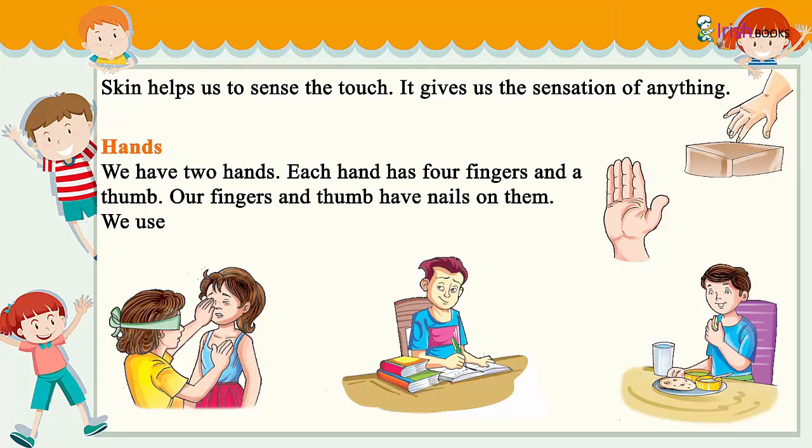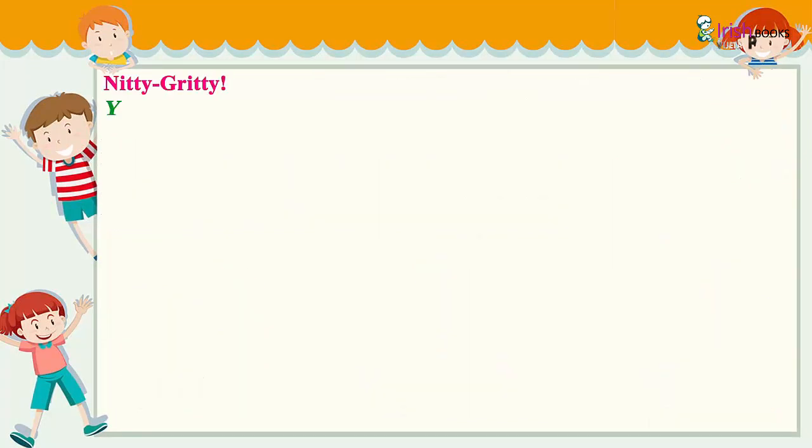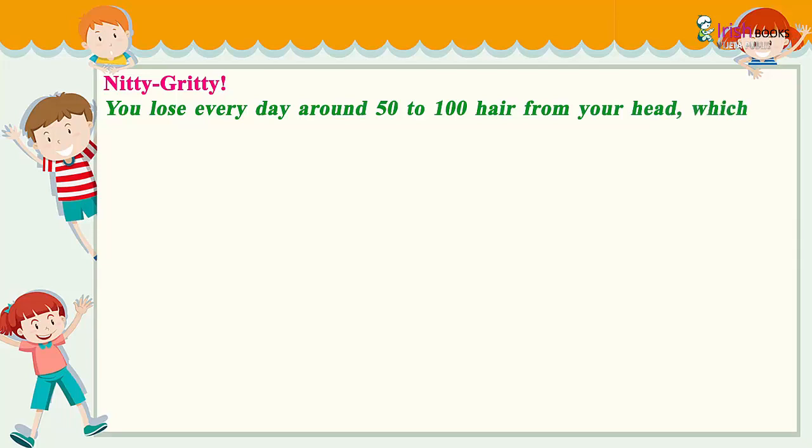Thumb. Our fingers and thumb have nails on them. We use our hands to feel things, to write, to eat, etc. Nitty-gritty. You lose around 50 to 100 hairs from your head every day, which are replaced by new ones the same day.